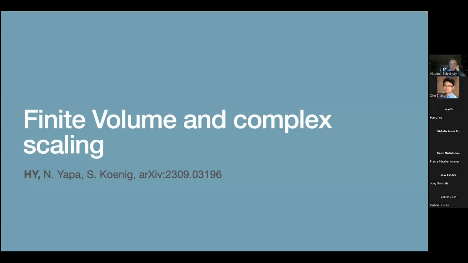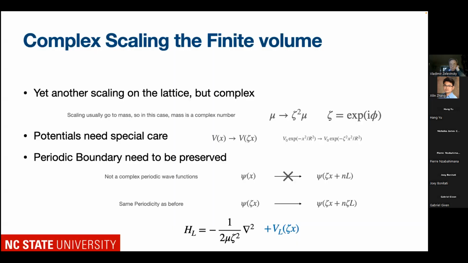might actually be a solution to these complicated problems of the finite volume spectrum. We came up with a new idea of doing the complex scaling inside this finite volume box. The complex scaling in the finite volume box is just like what we do for all different lattices. We just put another scaling on the lattice, but this time it's a complex scaling factor. And because we put the scale factors in the mass, in this special case we get a complex mass, which is nothing new, but it is what it is.